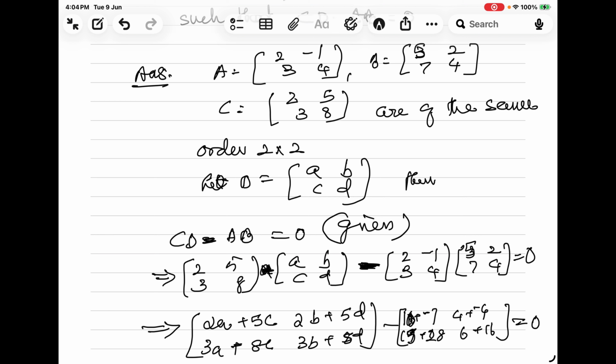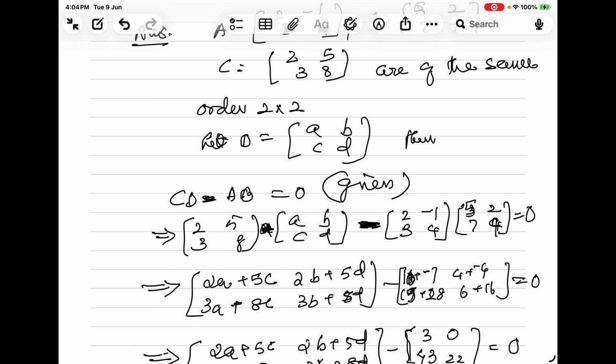Let D equal matrix a, b, c, d. Then CD minus AB equals 0 is given. Substituting the values of C, D, A and B: matrix 2, 5, 3, 8 into a, b, c, d minus matrix 2, negative 1, 3, 4 into 5, 2, 7, 4 equals 0. That gives first row first column 2a plus 5c, first row second column 2b plus 5d, second row first column 3a plus 8c, second row second column 3b plus 8d, minus the product, where here also we multiply.